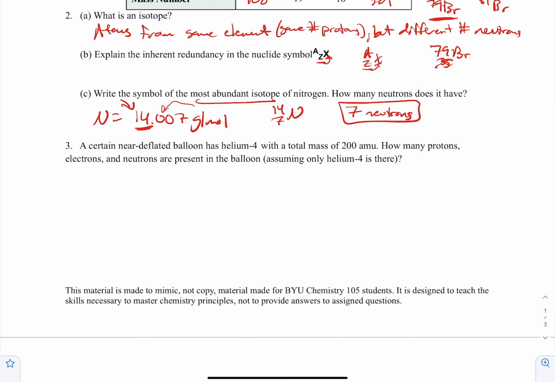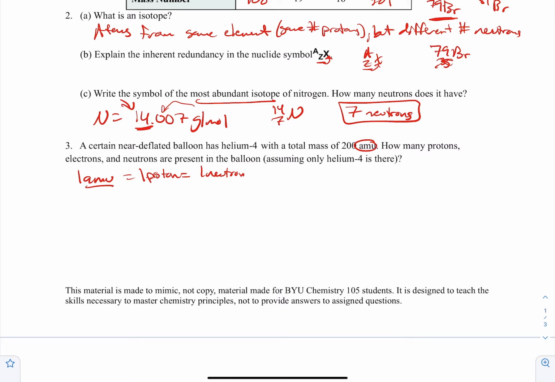All right, number 3. A certain near-deflated balloon has helium-4 with a total mass of 200 atomic mass units. That's what this is called, atomic mass units. Okay, and 1 AMU is equal to 1 proton or 1 neutron. Okay, they weigh about the same. Technically, neutrons are a little heavier, but when we're using atomic mass units, it could represent either a proton or a neutron. Okay, it does not represent an electron. Protons and neutrons are about 10,000 times heavier than electrons.